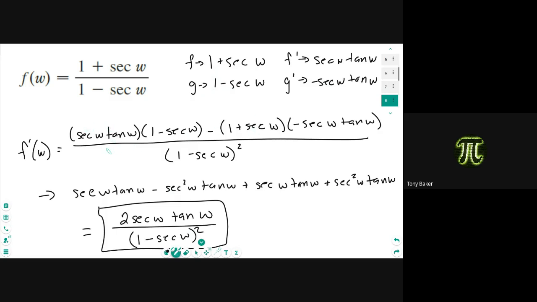We plug them into the quotient rule. We distribute. The secant squared w tangent squared, or tangent w's, cancel each other out, so you're left with 2 secant w tangent w over 1 minus secant w squared. And there's no way to simplify that anymore. Even if I fold out the bottom, it's not going to make my life any easier. If I left the second part, it would make it to the bottom. That partial credit. Yeah.